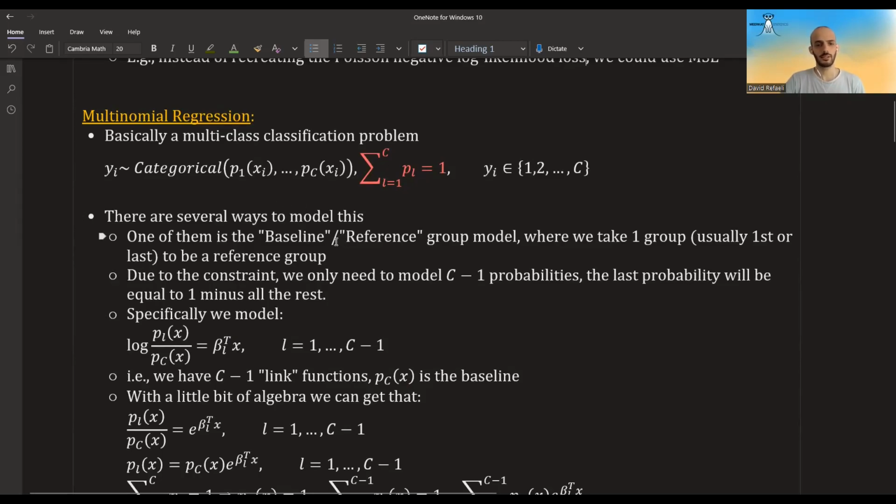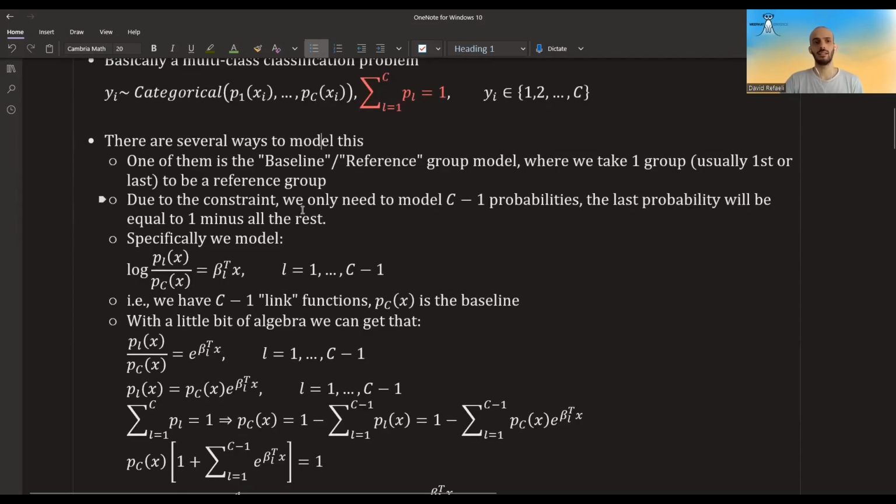One of them, which I'll touch upon in this video, is called the baseline or the reference model, where you take one group to be the baseline. Because of this constraint, we don't really need to model each probability on its own. It's enough to model C-1 probabilities. Then the last probability will be equal to 1 minus all the rest. So specifically in this baseline model, this is what we model. This is how our link function is modeled.